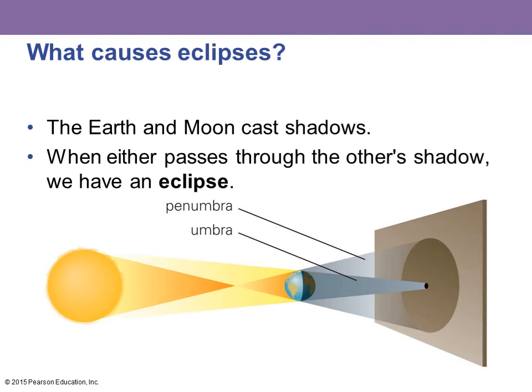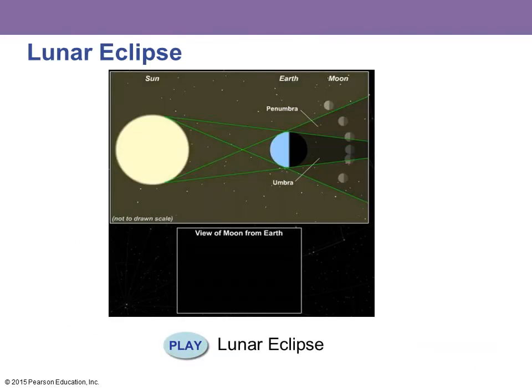Now we need to talk about eclipses. The Earth and the Moon both cast shadows, just like any object in the sky that's exposed to sunlight. But when one of them passes through the other's shadow, that's what we call an eclipse. So how do we experience an eclipse? Well, the shadow is cast on something. The shadow might be cast on the moon, or the shadow might be cast on the Earth. And there are two kinds of shadows. One is called the penumbra, and the other is called the umbra. The umbra is the darker of the two shadows, and it's the one we'll concentrate on here.